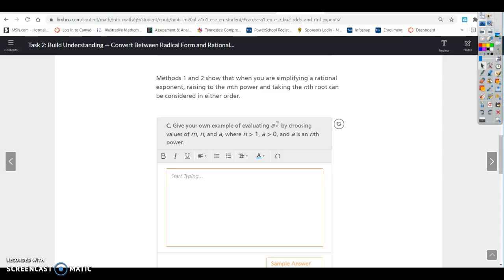All right, it says methods 1 and 2 show that when you are simplifying a rational exponent, raising to the m power and taking the nth root can be considered in either order. Give your own example of evaluating a to the m over n by choosing values of m, n, and a, where n is greater than 1 and a is greater than 0, and a is an nth power. All right, so let's look at some examples here.